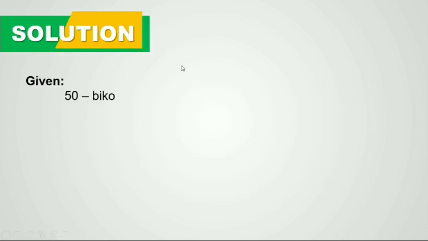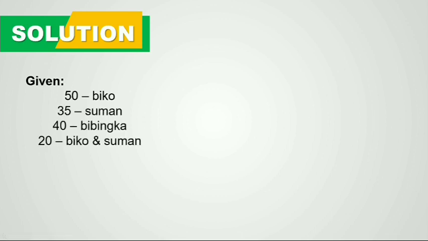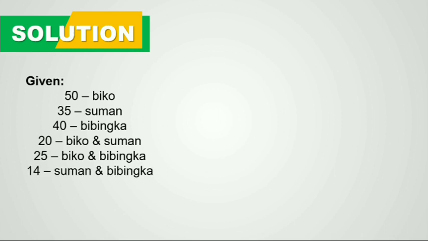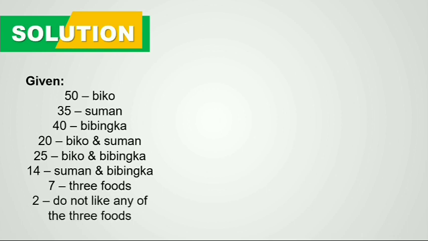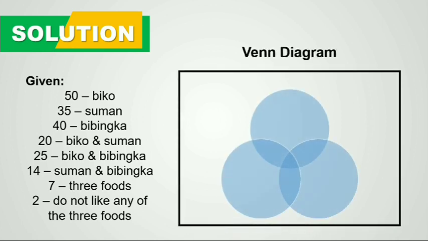Let's take note of the given first. So 50 of them like 𝗏𝗀, 35 like 𝗬𝗵, 40 like 𝗏𝗏𝗃, 20 like 𝗏𝗀 and 𝗬𝗵, 25 like 𝗏𝗀 and 𝗏𝗏𝗃, 14 like 𝗬𝗵 and 𝗏𝗏𝗃, 7 like 3 foods, and 2 of them do not like any of the 3 foods. So again, we will be using the Venn diagram to solve such word problem.